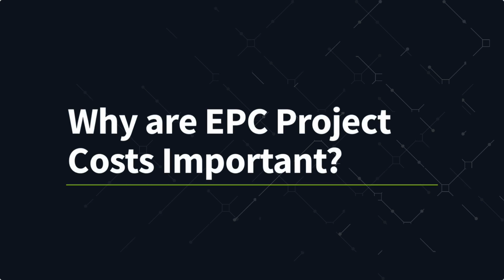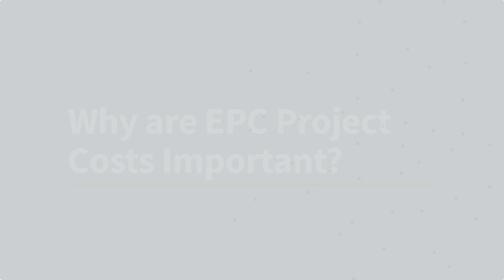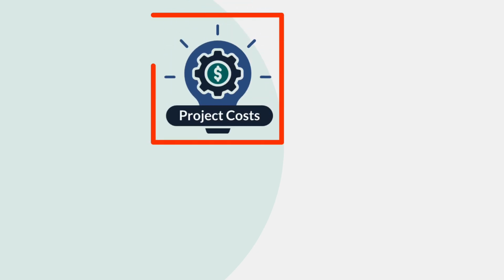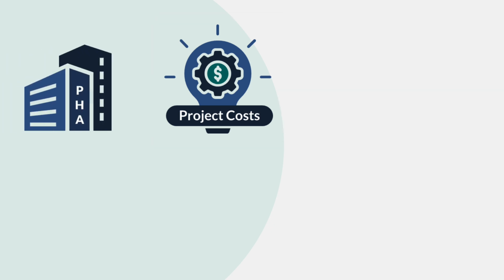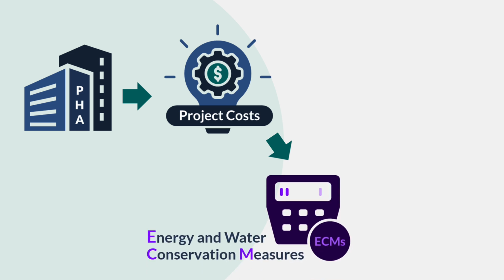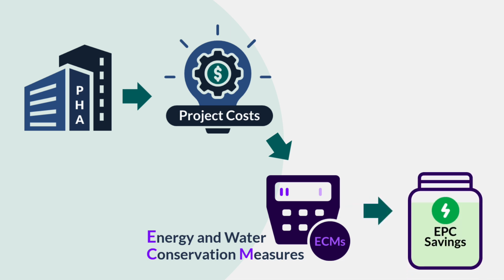Why are EPC project costs important? Capturing eligible EPC project costs is critical to understanding your EPC's financial viability. In an EPC, your PHA finances project costs to design, construct, and implement energy and water conservation measures, ECMs. These ECMs reduce energy and water consumption, which generates savings for the PHA.